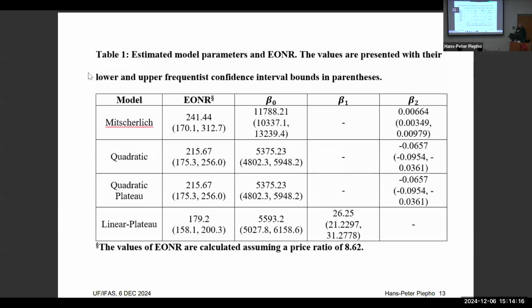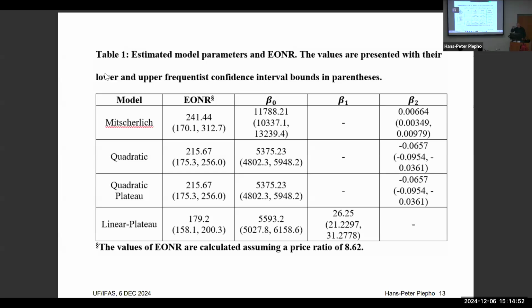So economic optimum rate for the 4 models that I've shown, with confidence intervals and the parameter estimates. So yeah, the confidence intervals are pretty wide. I mean, there's different ways to get to the confidence intervals. If you use nonlinear least squares, you will have a standard error, and then you can do plus minus your critical t-value times the standard error, which gives you a symmetric confidence interval. But there's other methods to get confidence intervals, and some of them are asymmetrical.